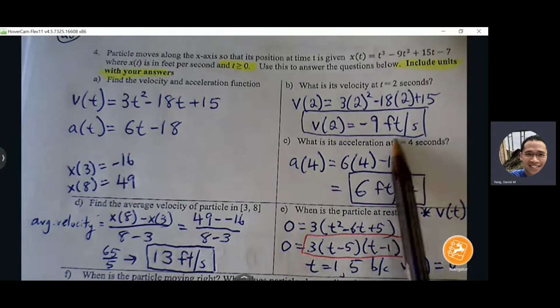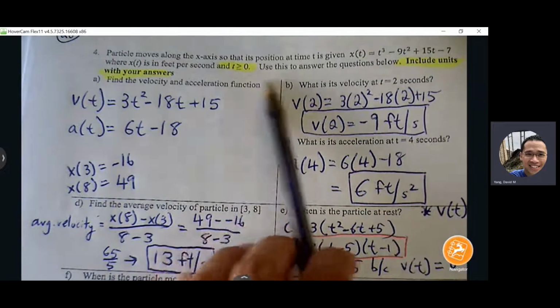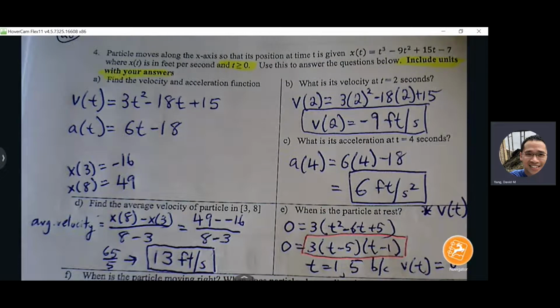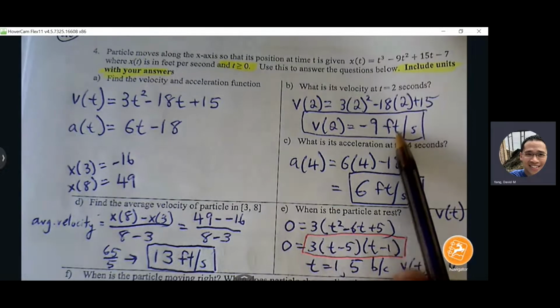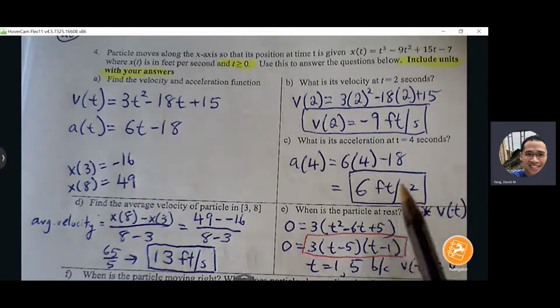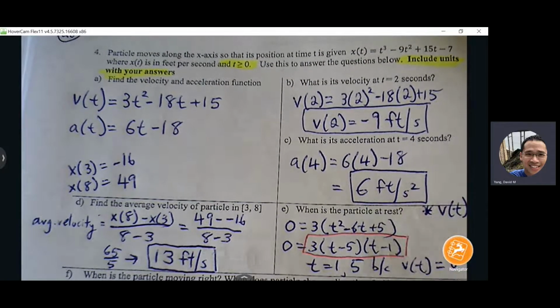Unit of measure for velocity is feet per second. It depends on whatever the problem says, right? It could be meters per hour. It could be kilometers per minute. So really you have to read a problem to match the appropriate unit of measure. Acceleration is, in this case, feet per second, so feet per second squared.